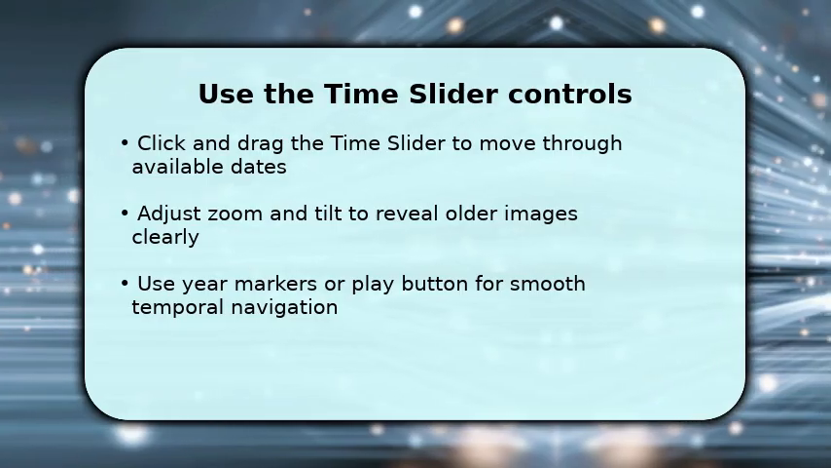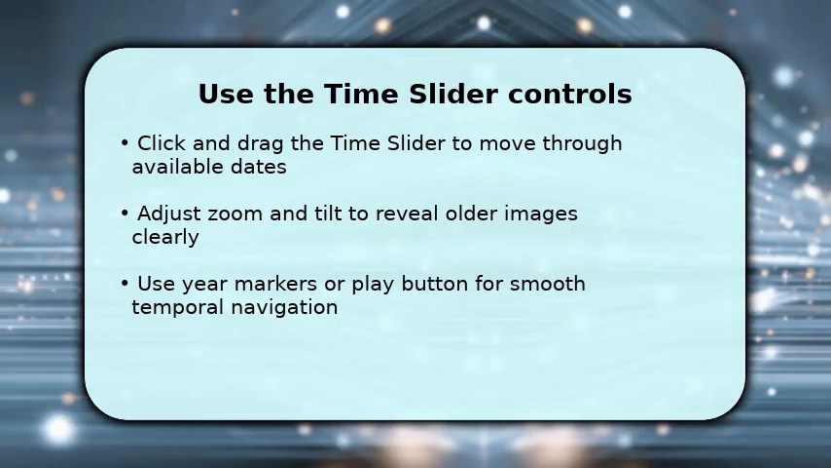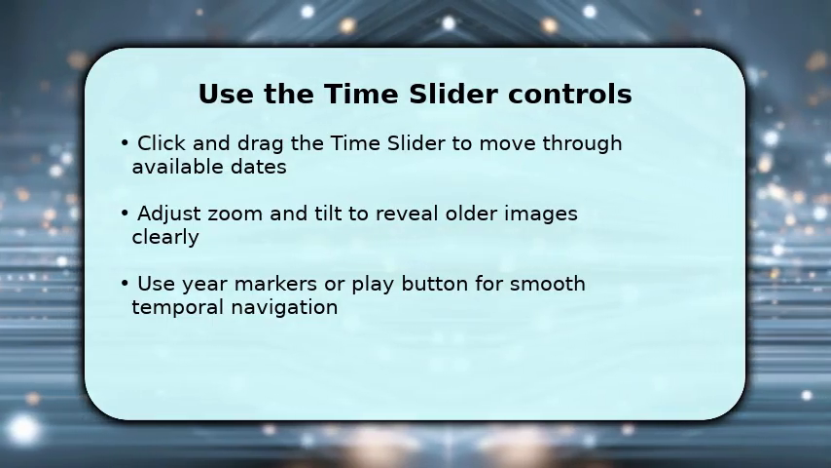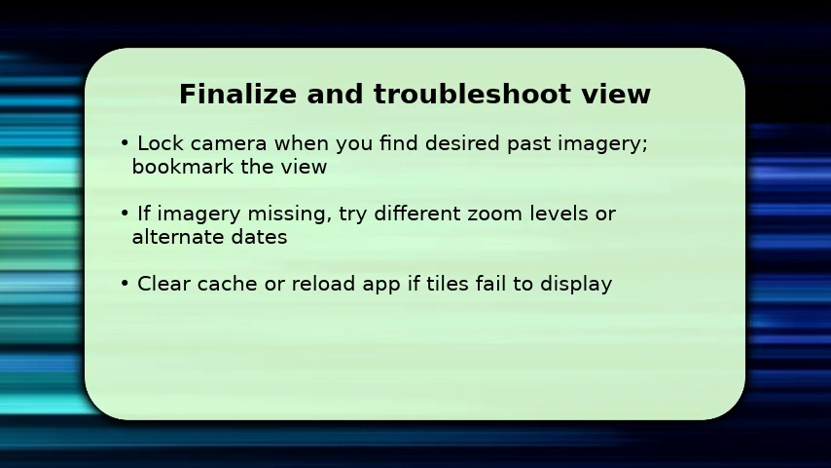If movement is choppy, pause and let high-resolution tiles load. This ensures an accurate view of the older imagery you want to inspect. When you reach the historical date you need, pause the slider and fine-tune the camera, then save a placemark or project so you can return.